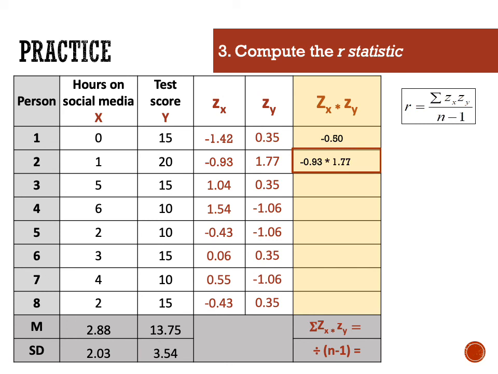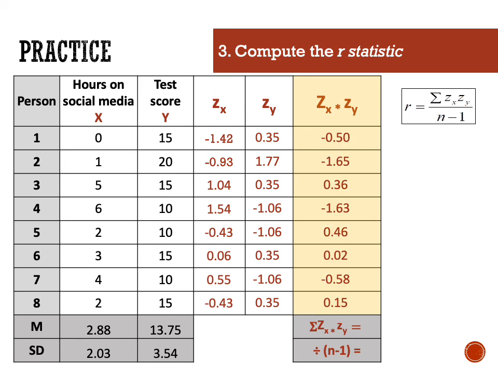For the second person, I'm going to multiply those z-scores together, and I get negative 1.65. So again, you know the drill. You can pause here to finish off that column. All right, here go all of the multiplied z-scores. Now we need to find the sum. So in order to do that, we will add up that last column. So add up all the numbers in that last column. Be sure to pay attention to where you have negative numbers.